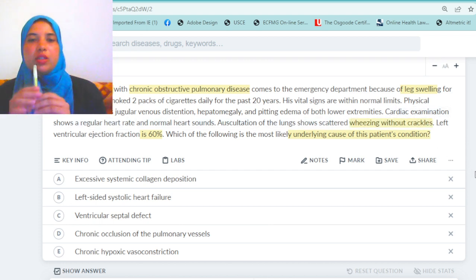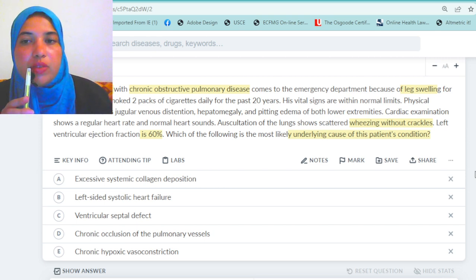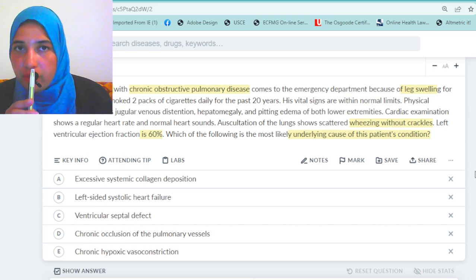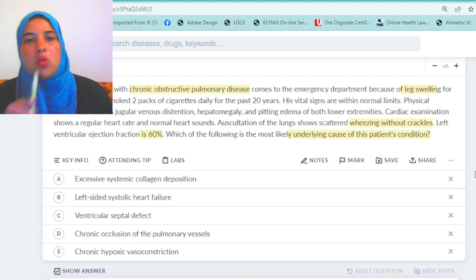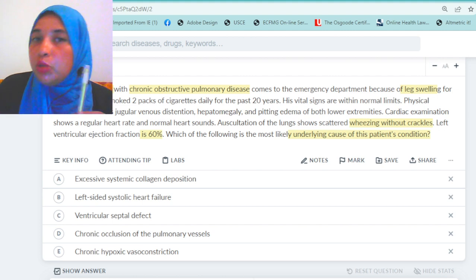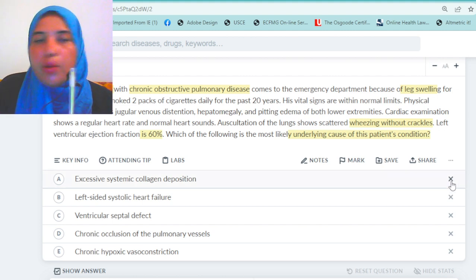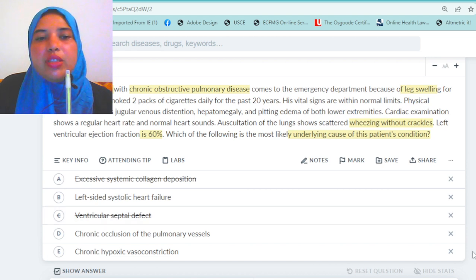Left ejection fraction is 60%. Which of the following is the most likely underlying cause of this patient's condition? So his condition is heart failure. Let's do this by process of exclusion. I don't think he has excessive systemic collagen deposition. Left-sided systolic heart failure, VSD, I don't think so. I think he would be much younger than 57. Chronic occlusion of the pulmonary vessels.